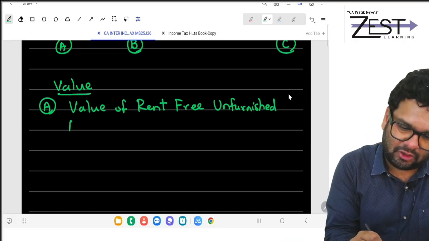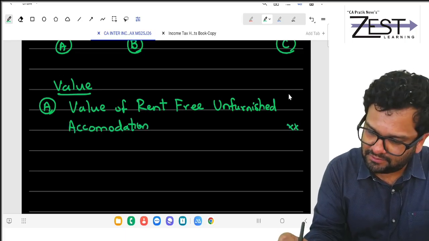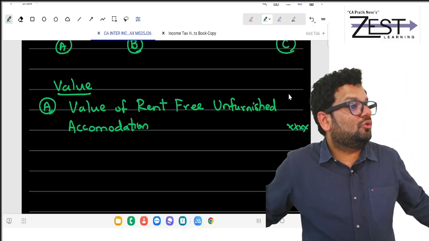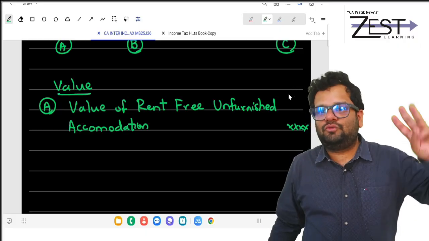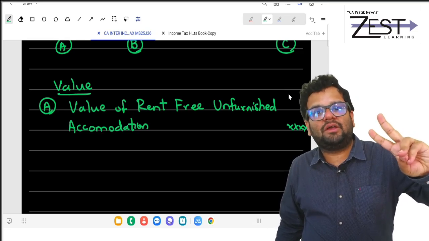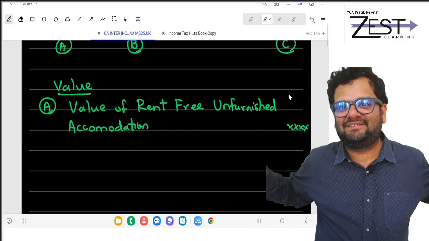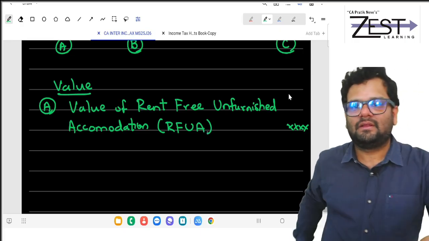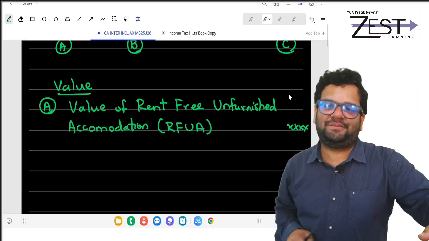unfurnished accommodation. So I'm getting value of that in my A step. So I will have to stop at A step. If there is no furniture in the house, and employee is not paying any rent, I will stop at A step. A step will be my final answer. So can I call this as, in our language, RFUA, rent free unfurnished accommodation.